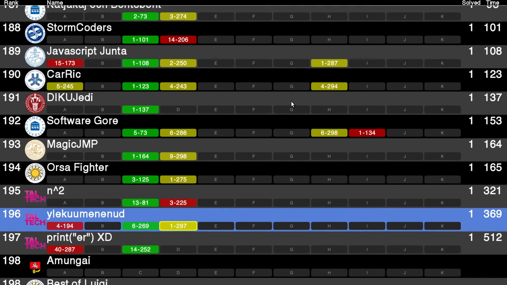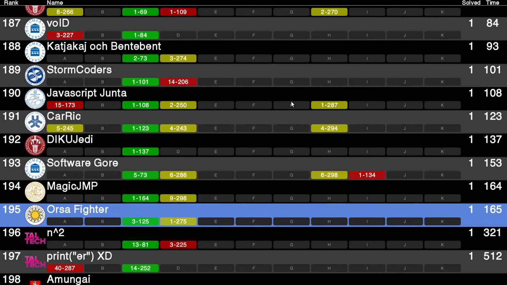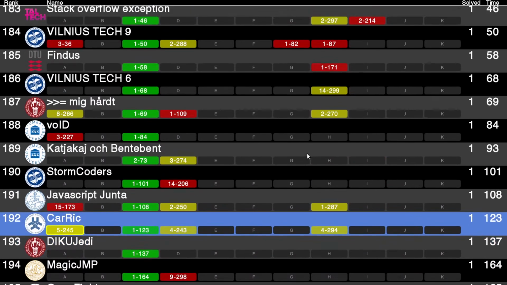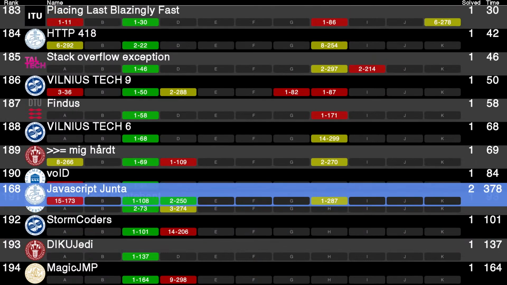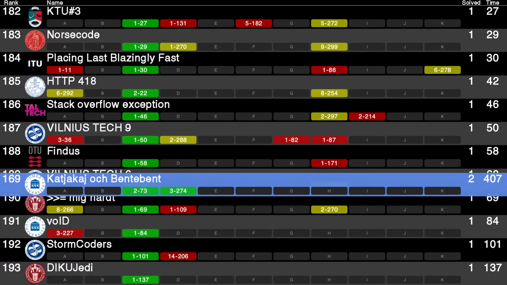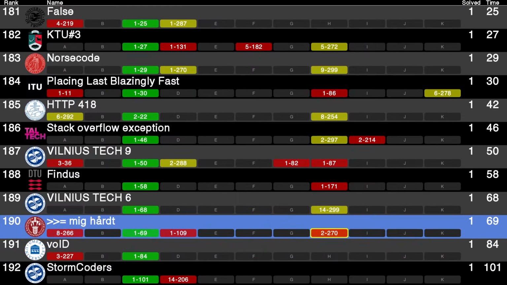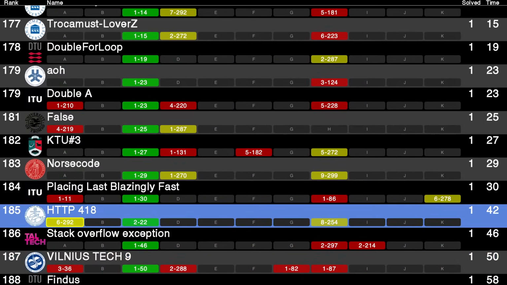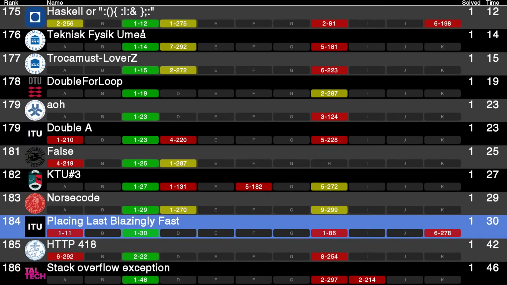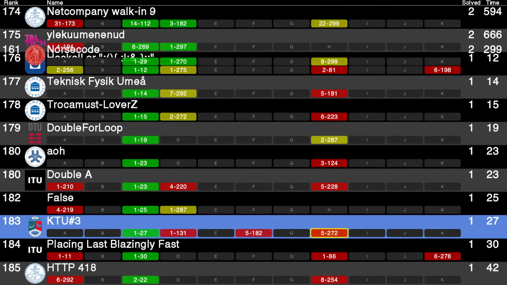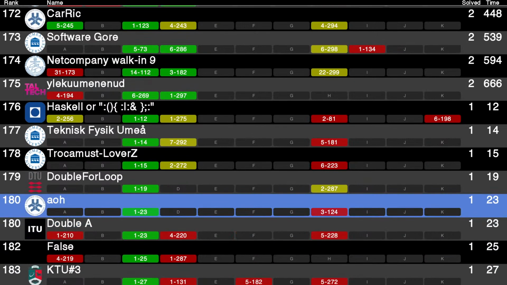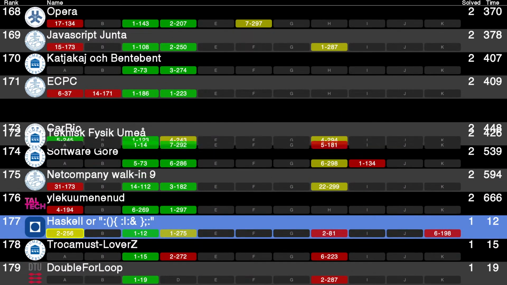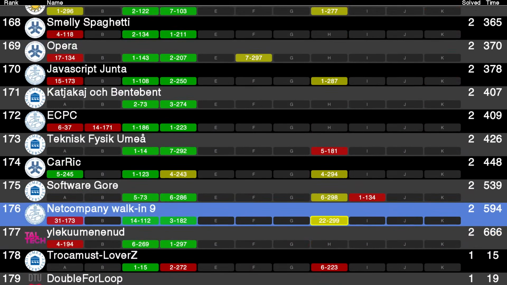And now it's time for Print R again. They got accepted. Usha Fighter, Magic JMP, Rick, JavaScript Junta, Storm Coders, Kachakayo Bent. They got the accepted. Void, Vilnius Tech, Findus, Vilnius Tech 9, Stack Overflow Exception, HTTP 418. Placing last, blazingly fast. We're not last. We are in 184. False, double A, double for loop, Rockamus Lars Z, Teknisk Fysik Umeå, Haskell or Ylekumenund are finished.